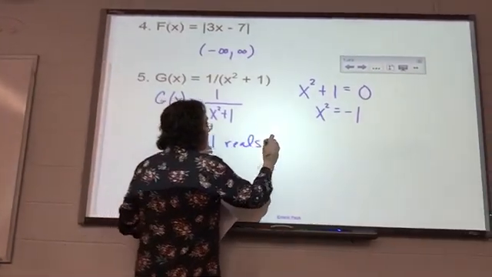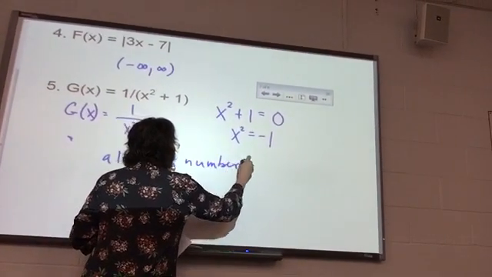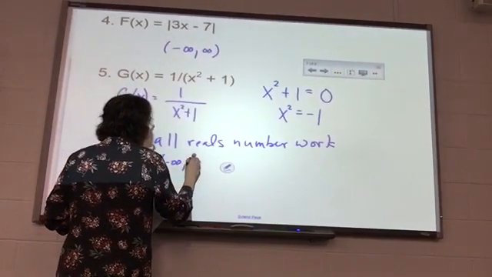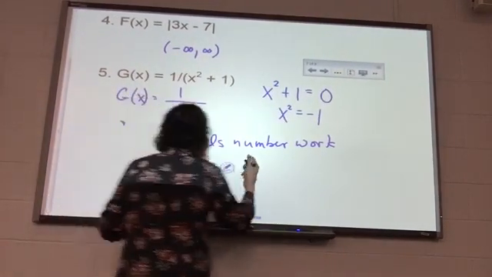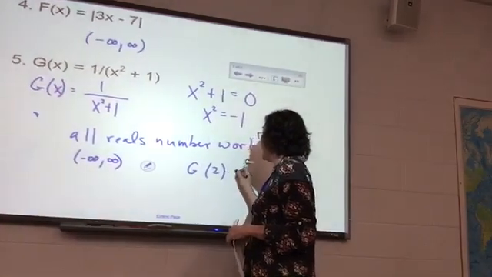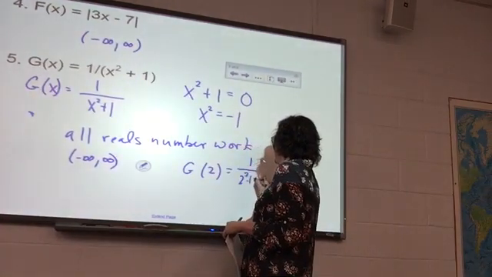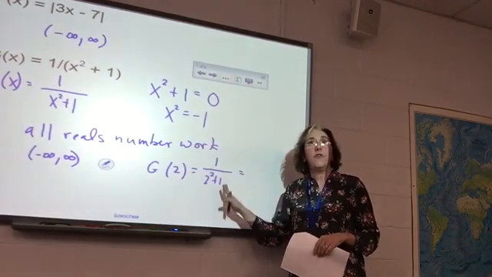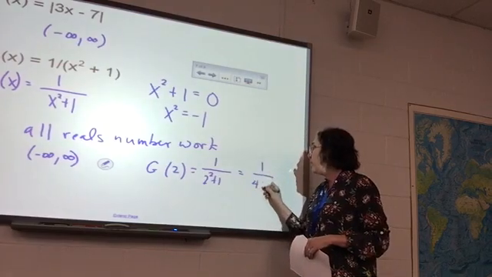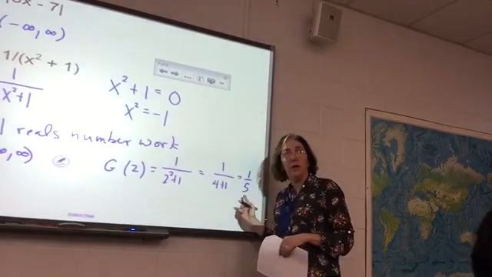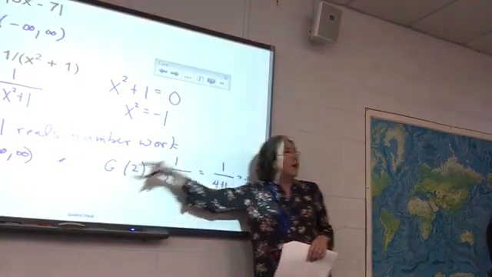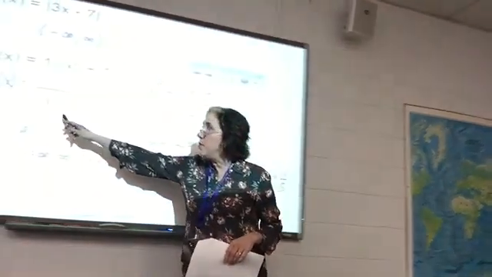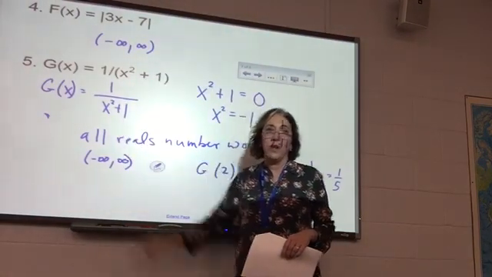Let's plug in one so you guys can wrap your minds around this, because the domain is everything. So you guys give me a value. Anything. 2. Okay, let's plug it in. What is g of 2? 1 over 2 squared plus 1. I'm just using my rule. Input is 2, I'm finding the output. 1 over 4 plus 1 is 1/5. Is that a real number? Yes. See, so your 2 produced a number. That's the point. You're coming up with all the numbers that will produce other numbers when you plug them into the rule.